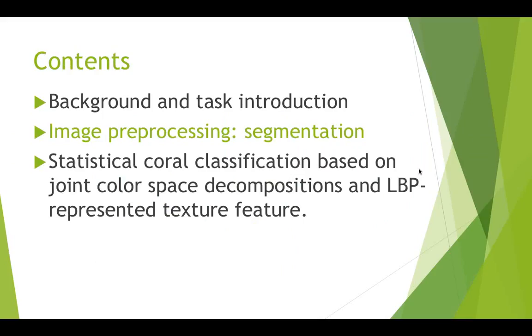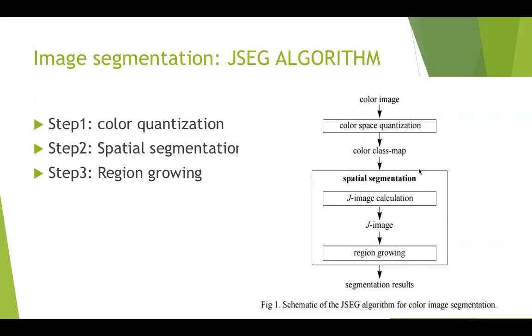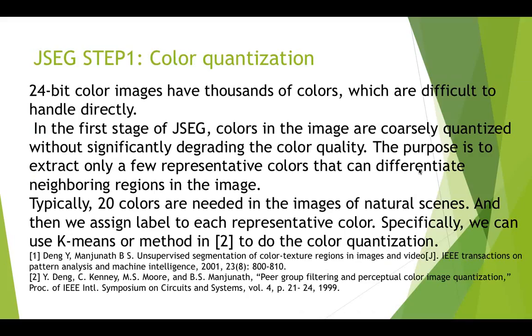So first, I will introduce image segmentation. Image segmentation is the very first step for object classification. There are a lot of methods based on different features to do segmentation, for example texture, color, and shape. In our paper, we adopt the color texture feature. The basic idea is to treat color as a kind of texture. It separates the segmentation process into two stages: color quantization and spatial segmentation. And in the final step, we do the region growing.